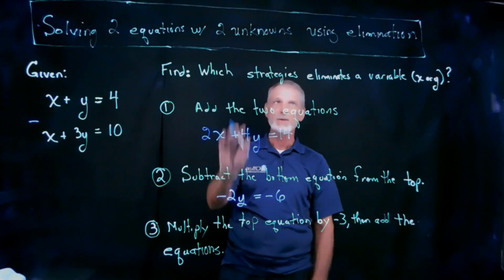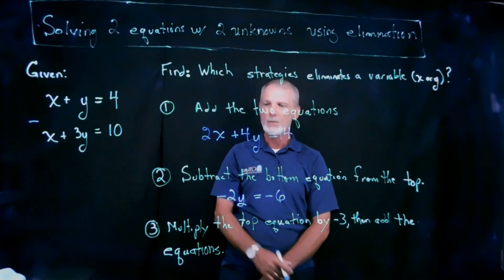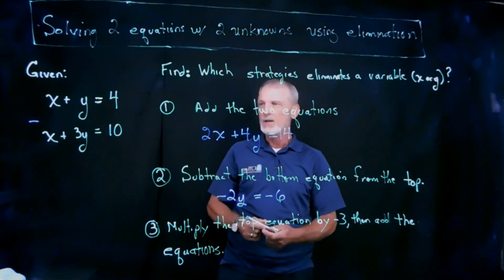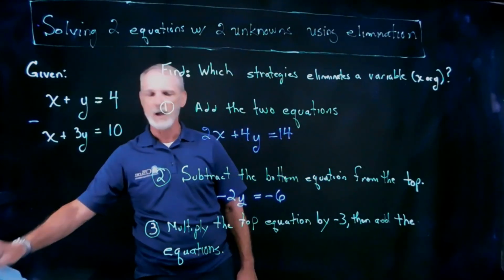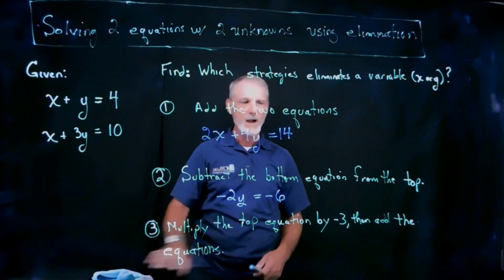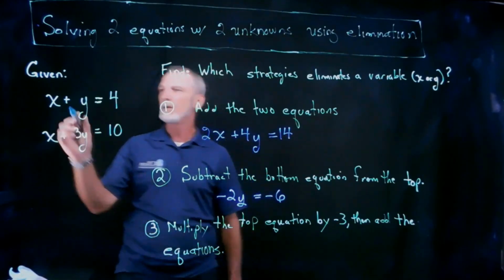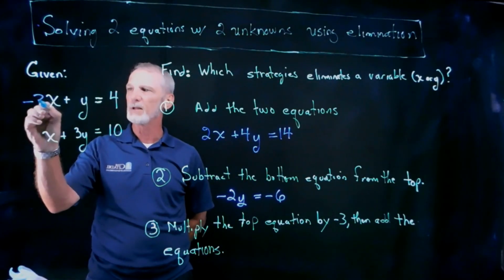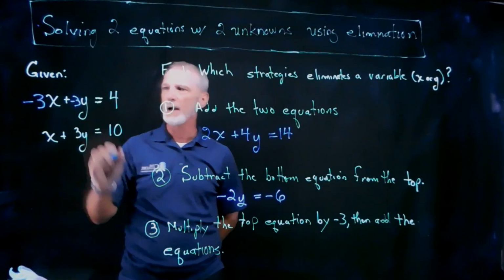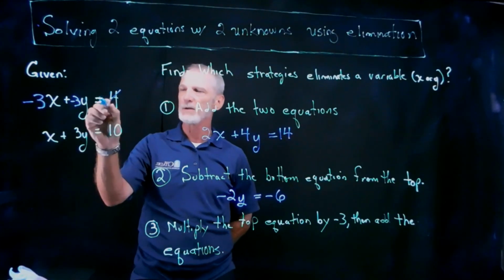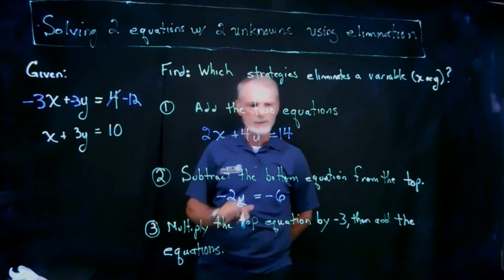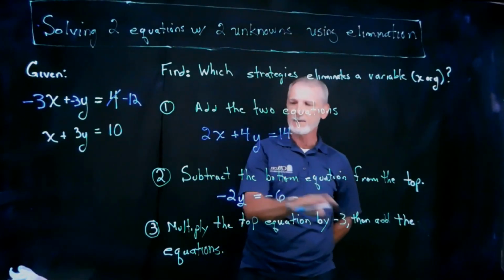So let's move on. How about this? Another strategy here. What if we multiply the top equation by minus 3 and then add the equations? That's a slightly more complicated strategy. It's two steps. So let's do that over here. We're going to multiply the top equation by minus 3. So this will become minus 3 times x. And this will become minus 3 times y. And this will become minus 3 times 4, which is minus 12. So that's the first step. And then add the equations.